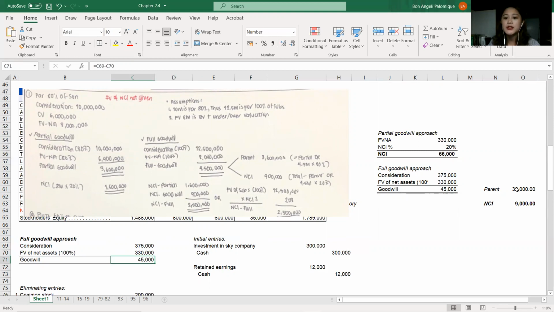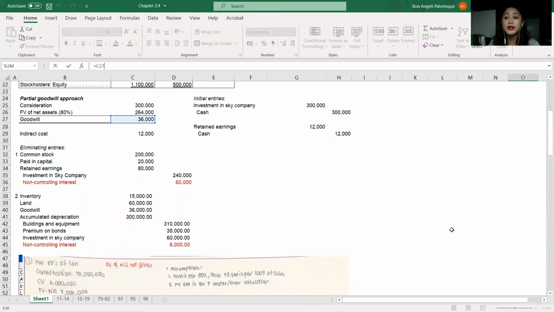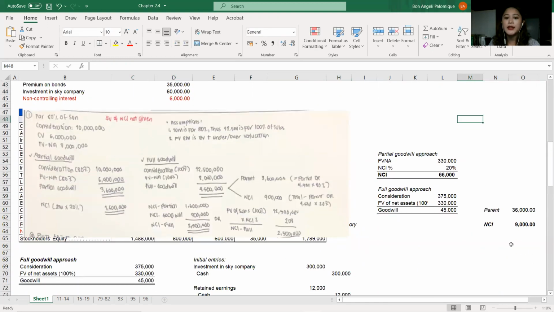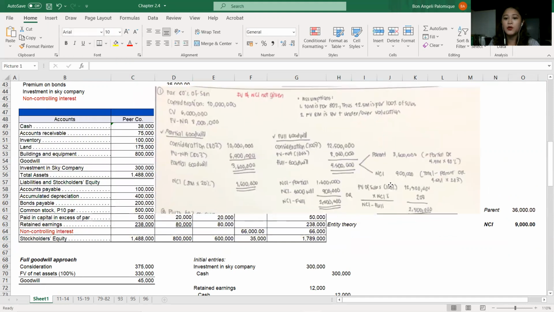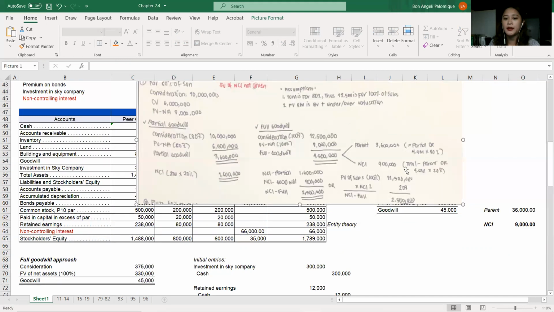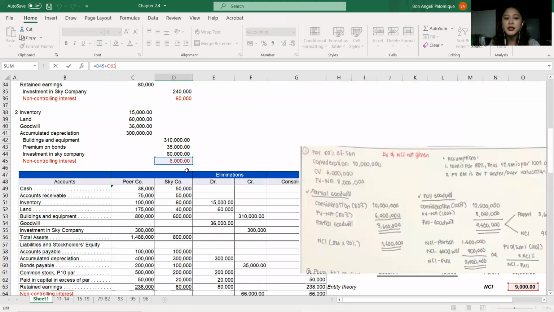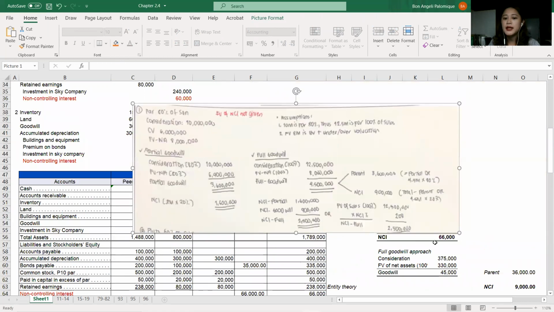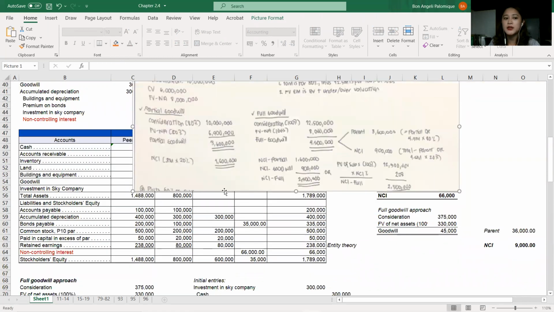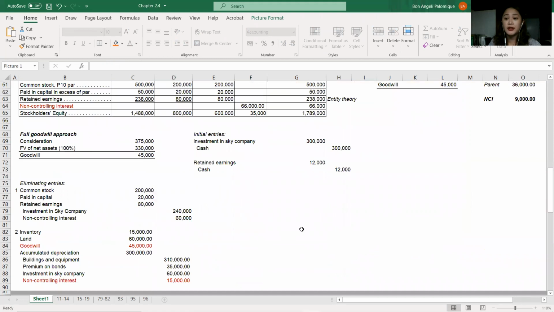Kay parent is equals doon sa partial goodwill. Yung partial goodwill natin, hinakompute natin na 36,000. Then, remaining is for NCI. So, yun yung 9,000. Doon natin nakuha yun. Ito yun, no? Total minus parent. So, yun yung makuha natin dito na 9,000. So, ang total na NCI full is the NCI partial, which is 6,000 plus NCI goodwill na nakompute dito na 9,000. Kaya, nagiging total of 15,000.